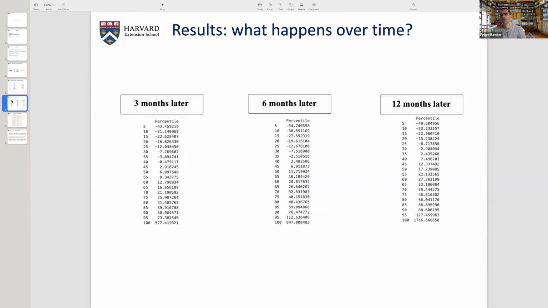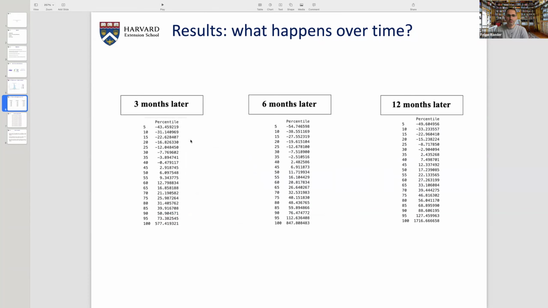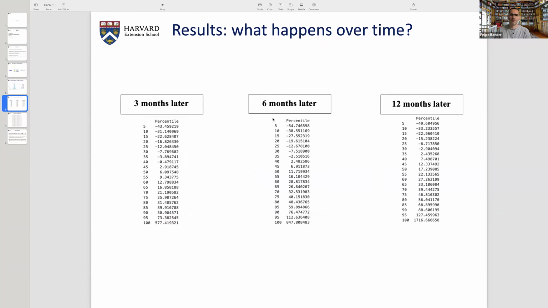Then what happens to those large drops over time? Essentially, if you buy and hold those stocks after 3 months, 55% of them are positive. After 6 months, 60% of them are positive. And after 12 months, 65% of them are positive. So if you buy those corrections and hold them over time and you are patient, potentially or more than likely, you're going to make a lot of money.